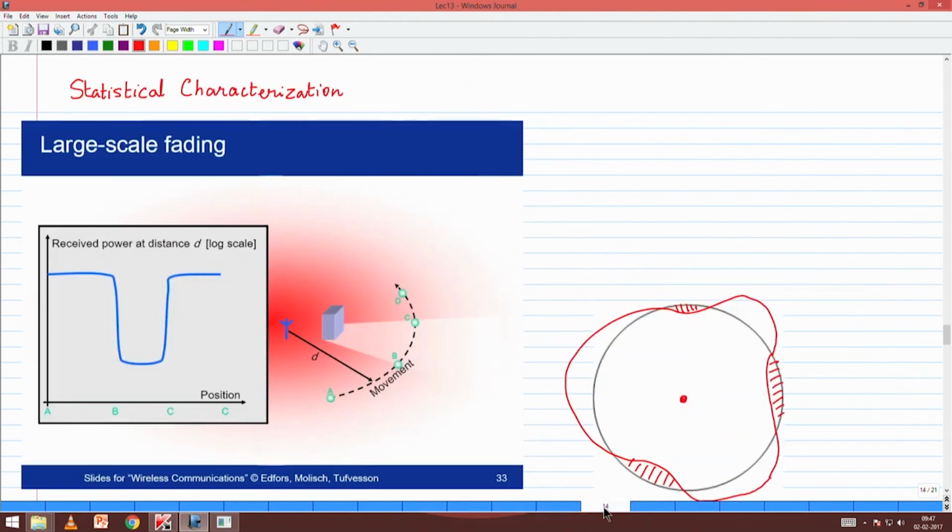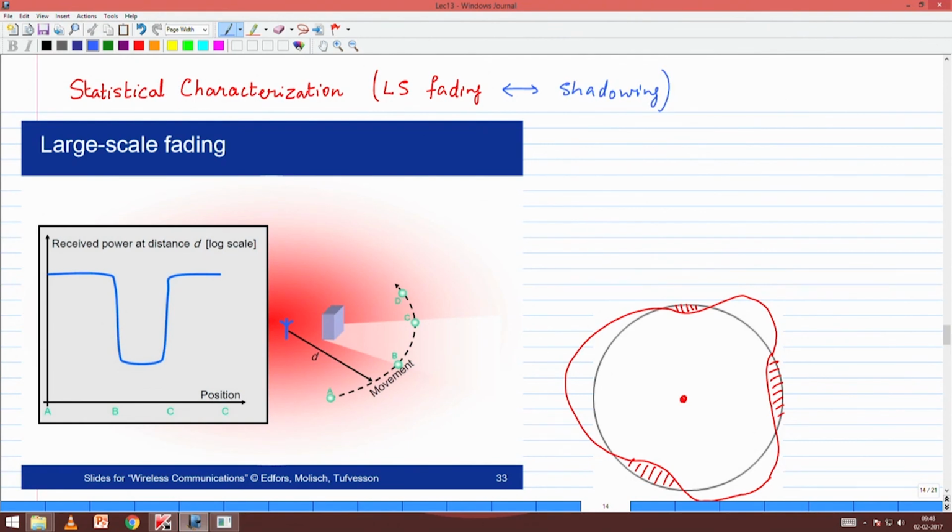The first thing that we are going to take up is how we proceed with this. The first one that we would like to do is statistical characterization of large scale fading caused by shadowing. Again, this is just to introduce us to the notation and the mathematical framework, so that we start to think along these lines.